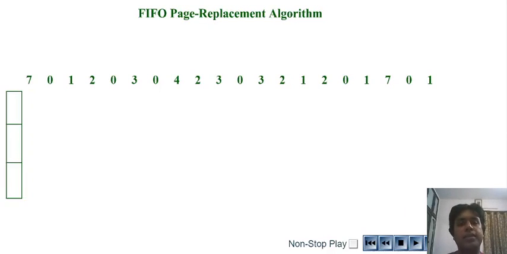Okay, so here you can see that we are going to start with the first page replacement algorithm, which is first in first out page replacement algorithm. So now in this, if you can see, these are the numbers 7, 0, 1, 2, 0, 3, 0, 4 and so on. These are called a reference string.